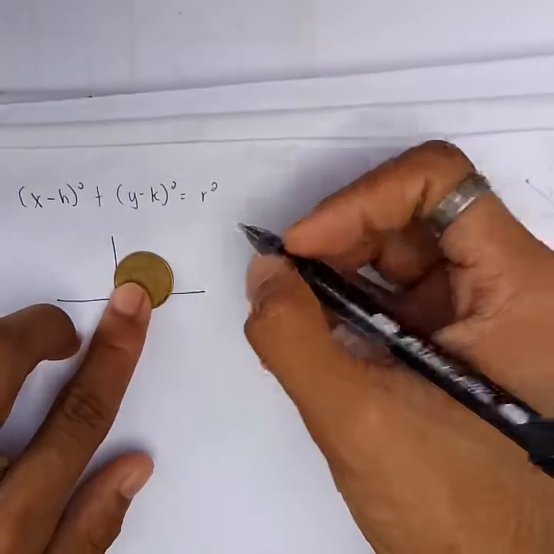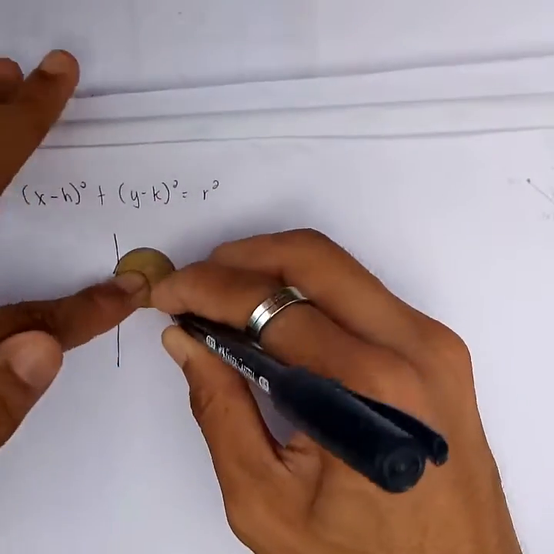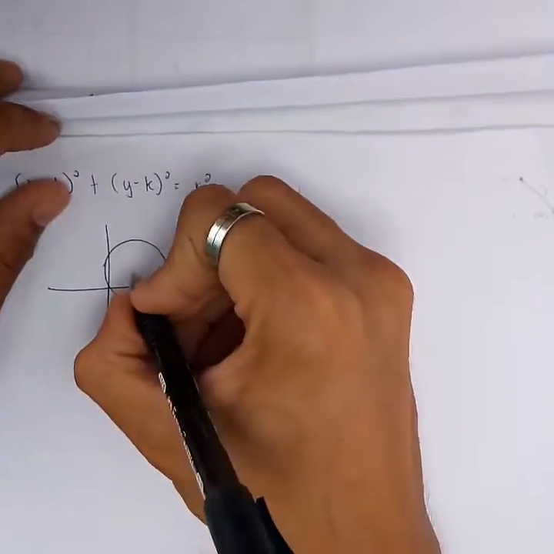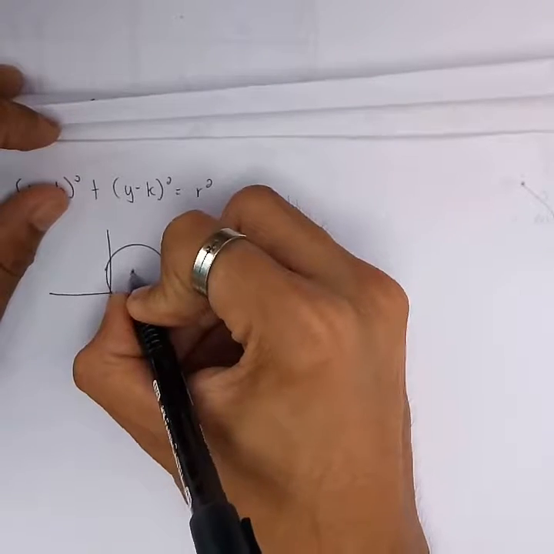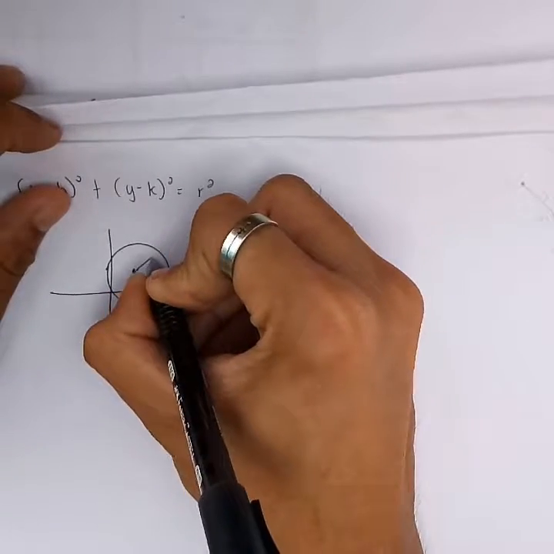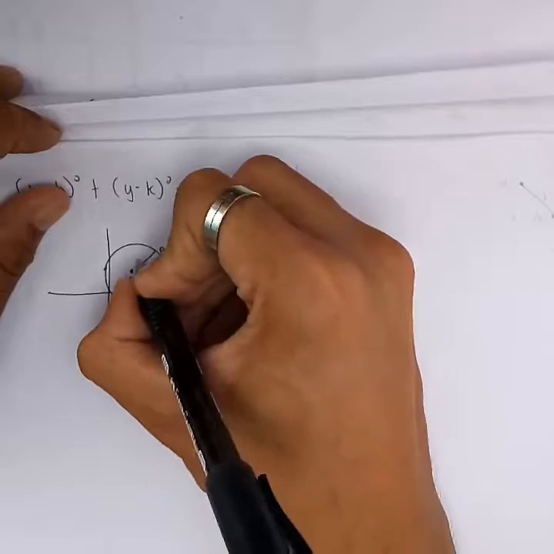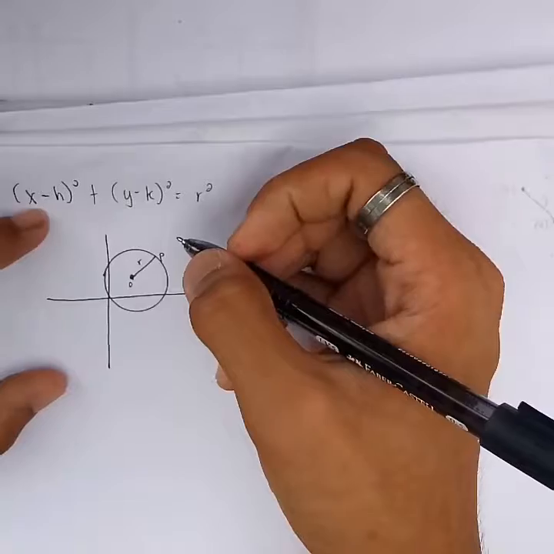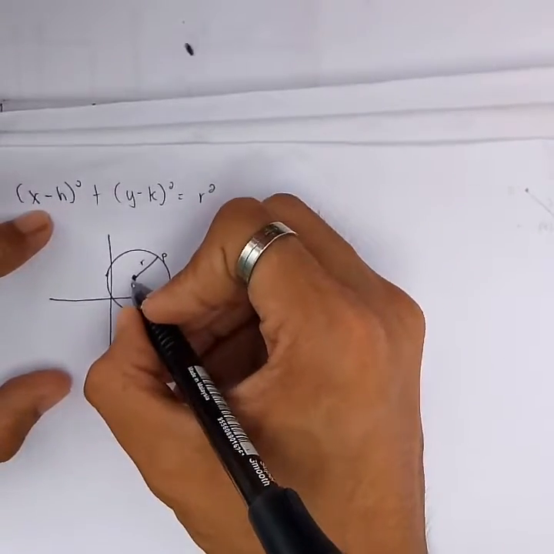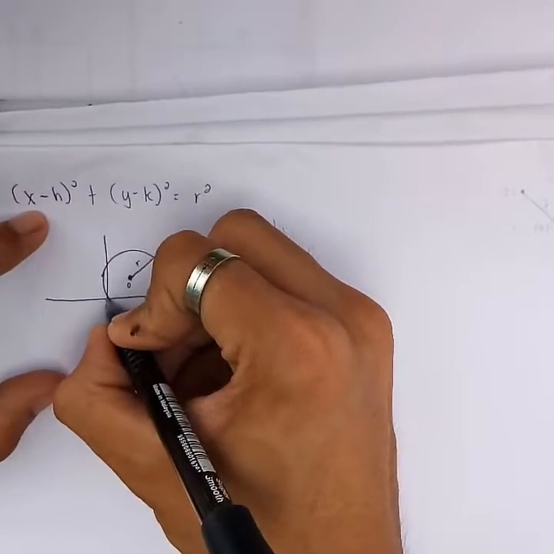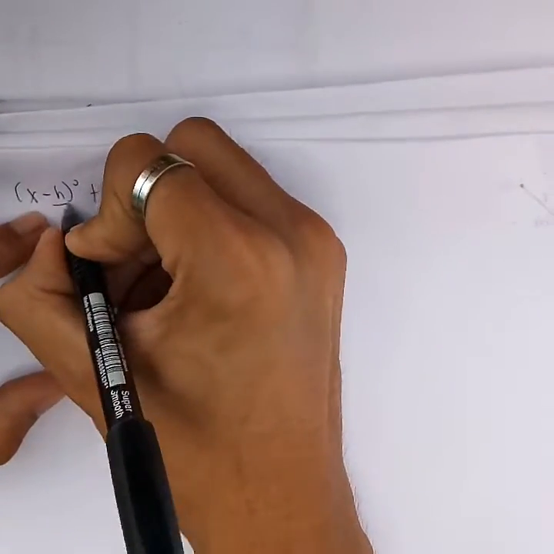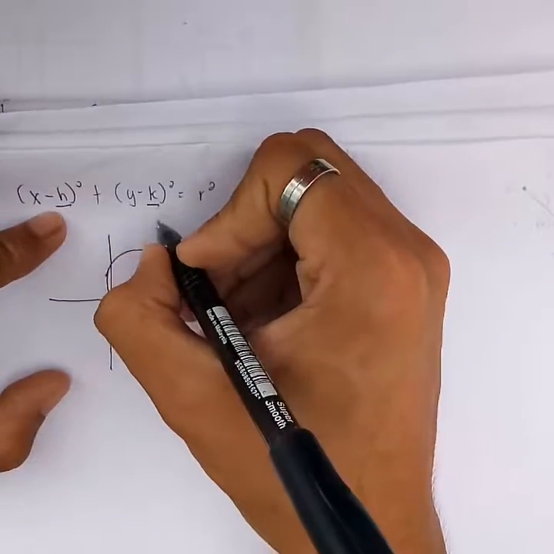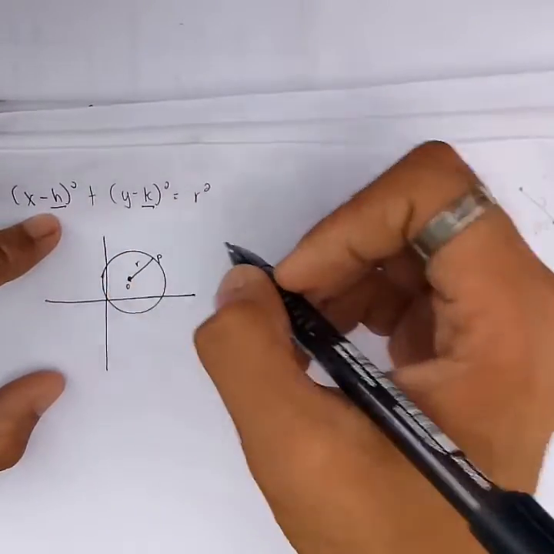Let's use the center, it will be center O, it will be point P, it will be the radius. This equation will happen if the center is not on the origin, where h is the x coordinate and k will be the y coordinate.